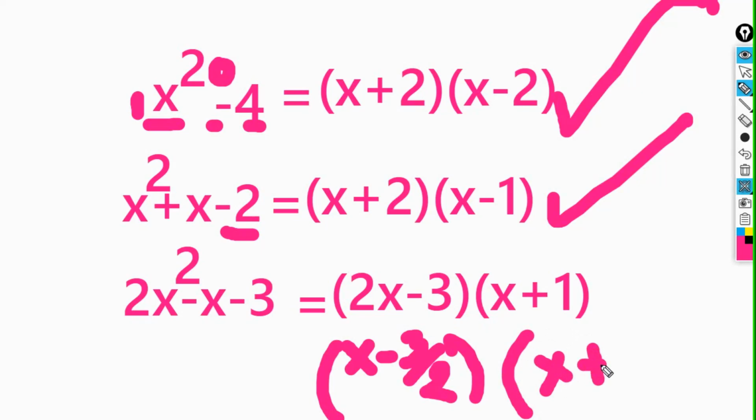Then you are going to multiply the result with the coefficient of x squared, which is 2. If you multiply this one with the 2, you are going to come back to the original expression. So that is how you evaluate.